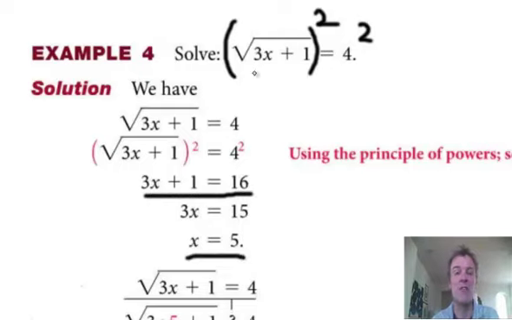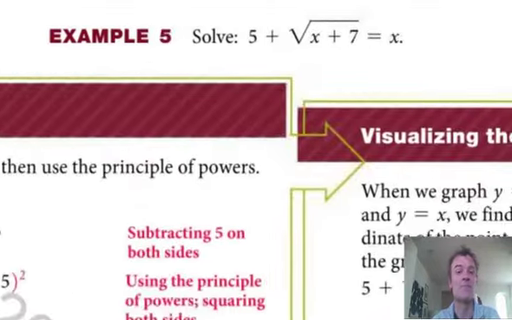There you go. You can check. Let's put it back into the original. 3 times 5 is 15, plus 1 is 16. The square root of 16 is 4. That's just checking, because sometimes it might not work. Let's have a look at one that does have a solution that doesn't work.